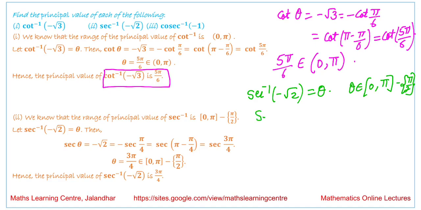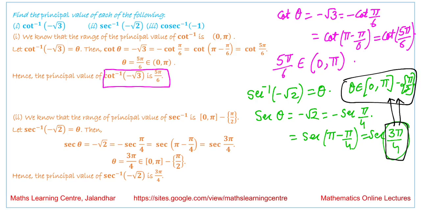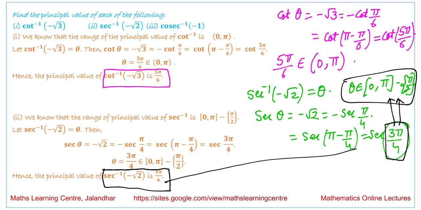So we are interested in the value of secant theta, that should be equal to minus square root 2. So we are saying this is equal to minus secant of pi by 4, this is equal to secant of pi minus pi by 4, that is equal to secant of 3 pi by 4, and this value 3 pi by 4, it belongs to this interval over here. So we are saying the principal value of secant inverse of minus square root 2 is 3 pi by 4.